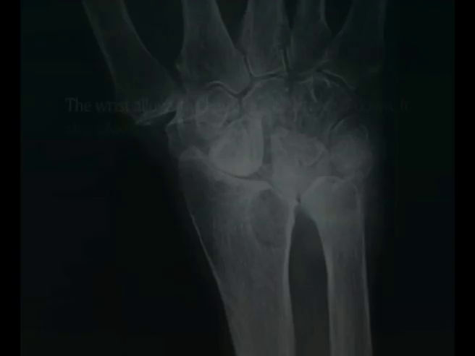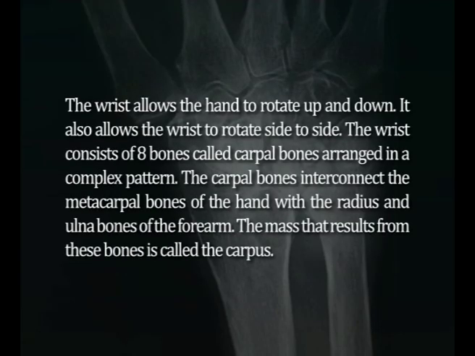On the other hand, the wrist is a complex set of bones connecting the lower arm with the hand. It provides considerable movement of the hand. The wrist allows the hand to rotate up and down. It also allows the hand to rotate side to side. The wrist consists of 8 bones called carpal bones arranged in a complex pattern. The carpal bones interconnect the metacarpal bones of the hand with the radius and ulna bones of the forearm. The mass that results from these bones is called the carpus.